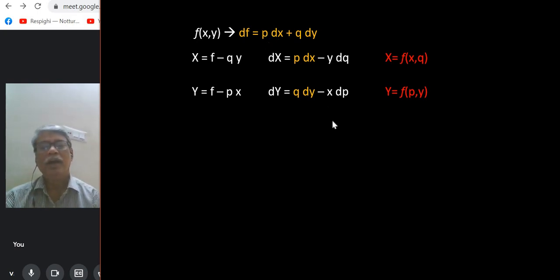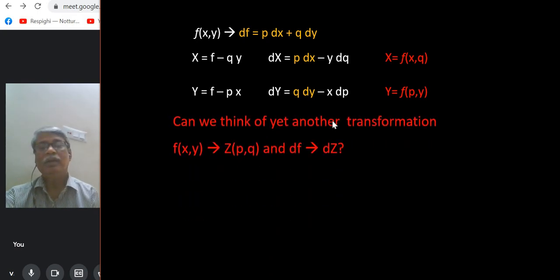Now a question may arise: can you think of yet another transformation wherein the new function, say Z, would have no x, no y, rather I would like to have Z as a function of p and q. Then how would I define my new function Z? I think you can give a wild guess: in one case you have taken minus qy and in the other case minus px, and this time you don't want either of them, so you define Z, a new function, as f minus px minus qy. Yes, if you have guessed like that, you are right.